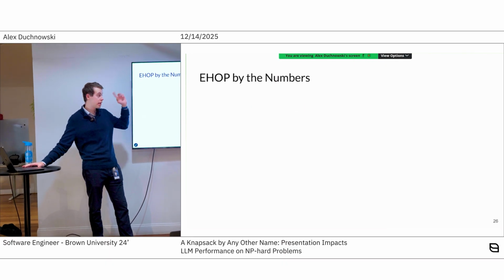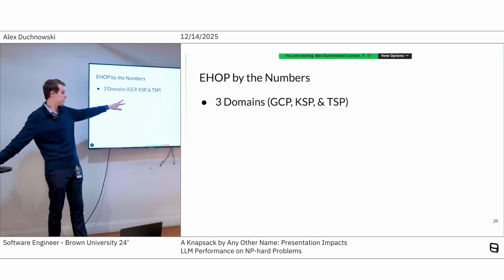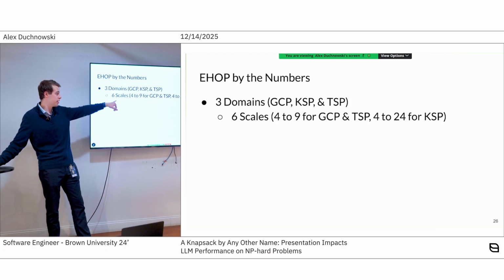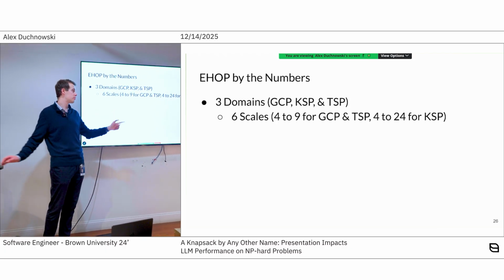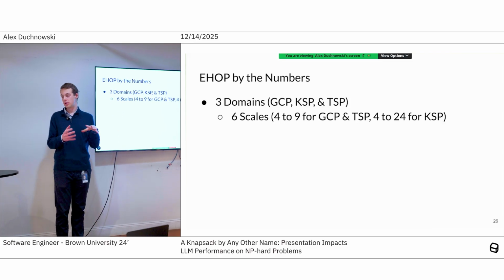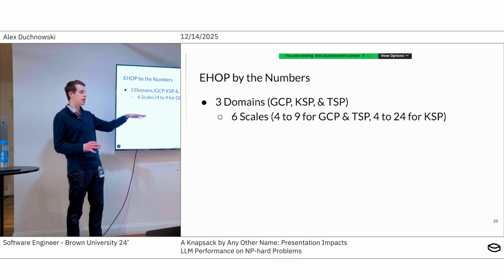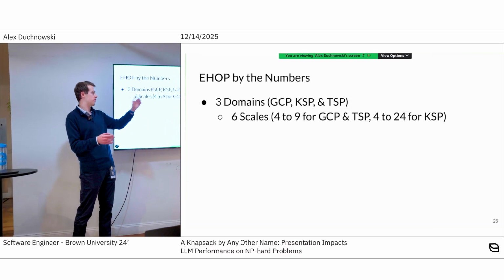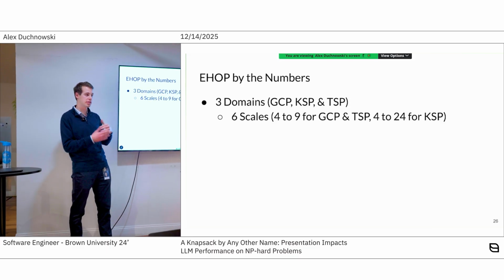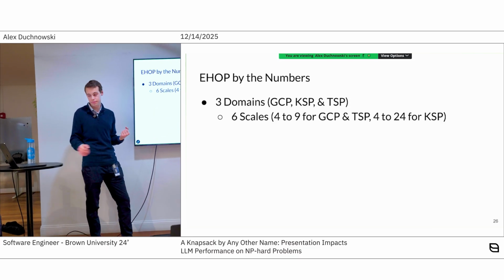In fact, if we look at the EHOP dataset by the numbers, we have those three domains: graph coloring, knapsack, and traveling salesman. We have 6 scales for them, or 6 different sizes of each problem. For graph coloring and traveling salesman, both of which are graph-based problems, we scaled them from 4 nodes up to 9 nodes and everything in between. And for the knapsack problem, we used 4 items up to 24 items with even intervals of 4, 8, 12, 16, up to 24 to get 6 different sizes of problems there, of how many things you'd have to compute with and look at.